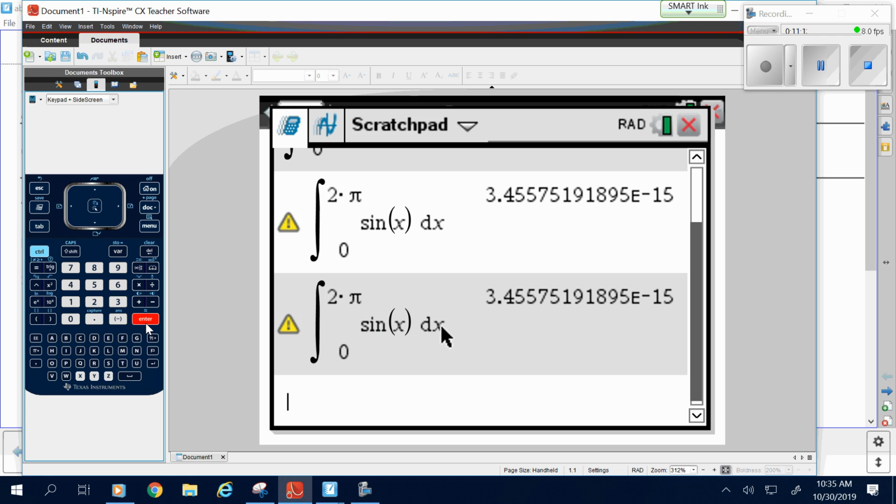Okay. Did you get 0? Yes, you did. Because what does that say? That says 3.45 times 10. What is e to the negative 15th? Yeah, that means times 10 to the negative 15th power. Now keep in mind your calculator doesn't know calculus. It's not a calculator so much as just a darn good approximator, yeah? As Miss Kenna would say. What it's finding is almost 0. Tell me why it should be 0, considering the graph of sine from 0 to 2 pi.